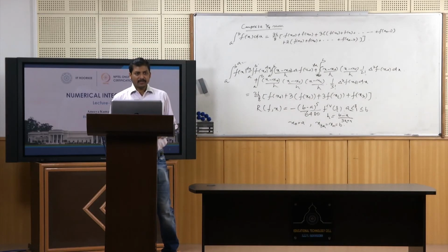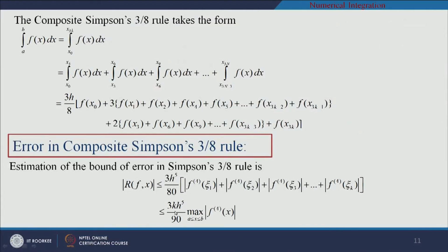Similarly, the error can be computed by considering that we take 3 subintervals at a time. So it can be divided by 3, meaning we can finally consider k intervals here, or k maximized values within these subintervals. So this final error term can be written in the form of 3 by 90 k h to the power 5, maximum of f to the power 4 of x, where x lies between a and b.